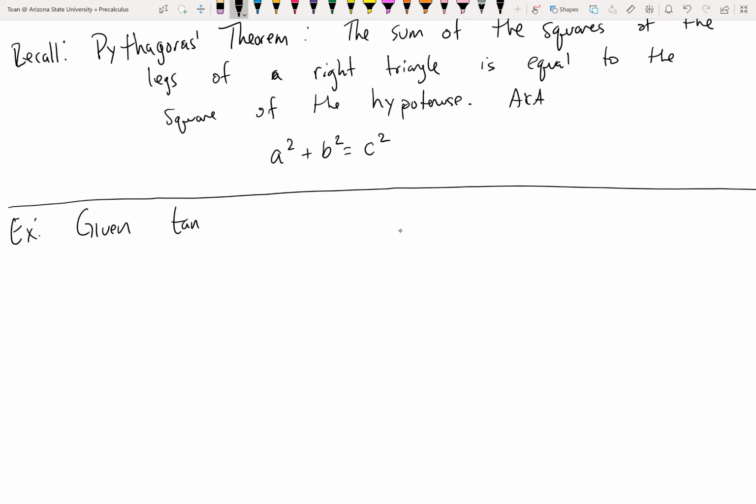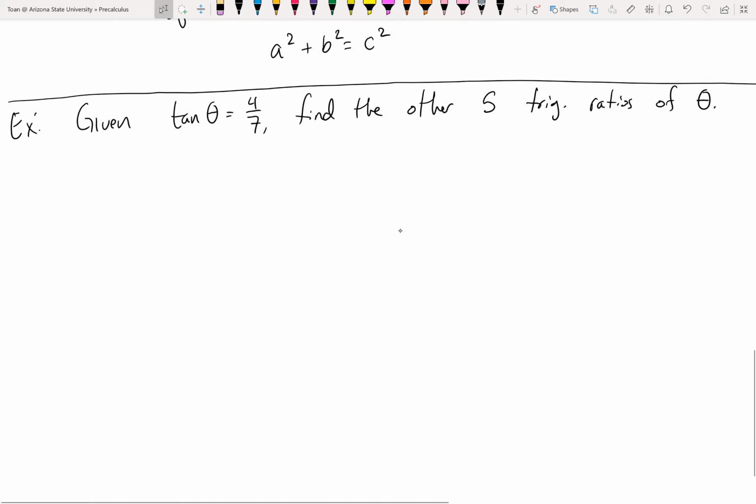Given that tangent of theta equals 4/7, find the other 5 trig ratios of theta. What the heck does that mean? Basically, it's saying, hey, I'm going to tell you that tangent of theta is 4/7. Well, what's sine of that theta? What's cosine of that theta? What is secant of that very same theta?